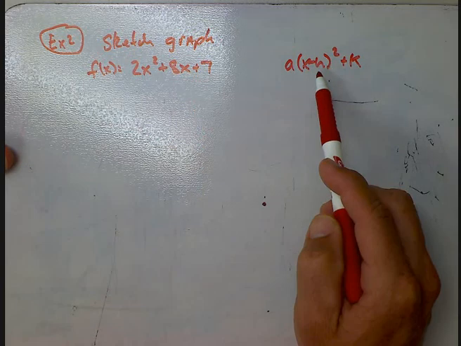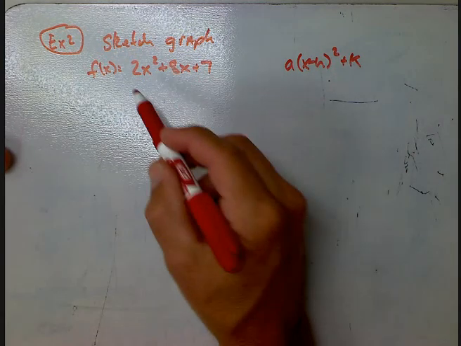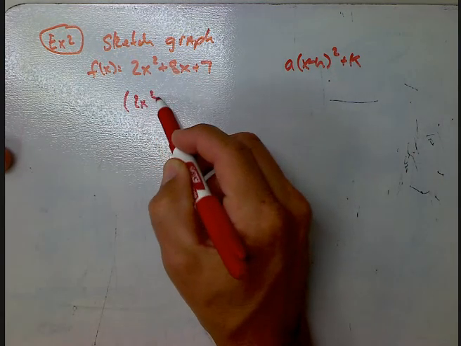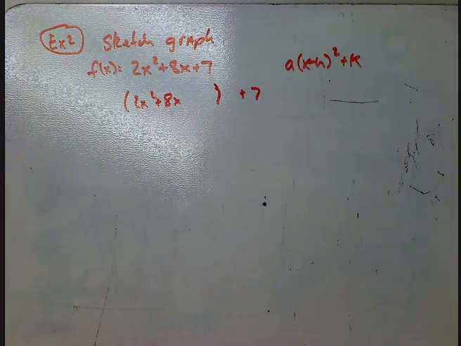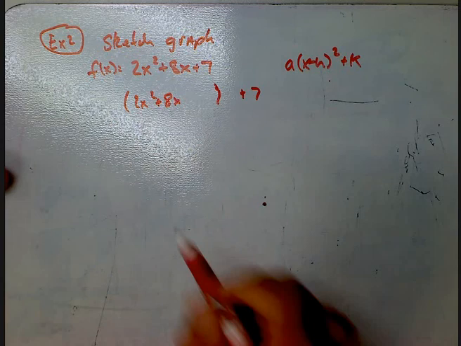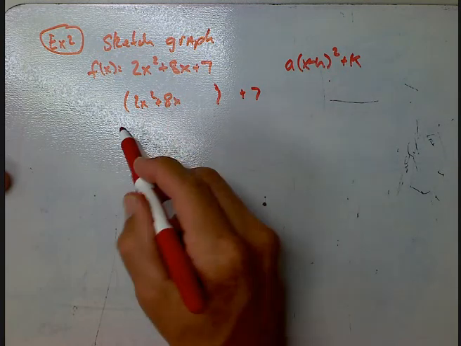And the first thing we're going to do is what we call complete the square. The first step is to put the terms with the x's together in parentheses, and then put the plus 7 on the outside. I do notice that the x terms have a common factor of 2, so I take out that common factor of 2.